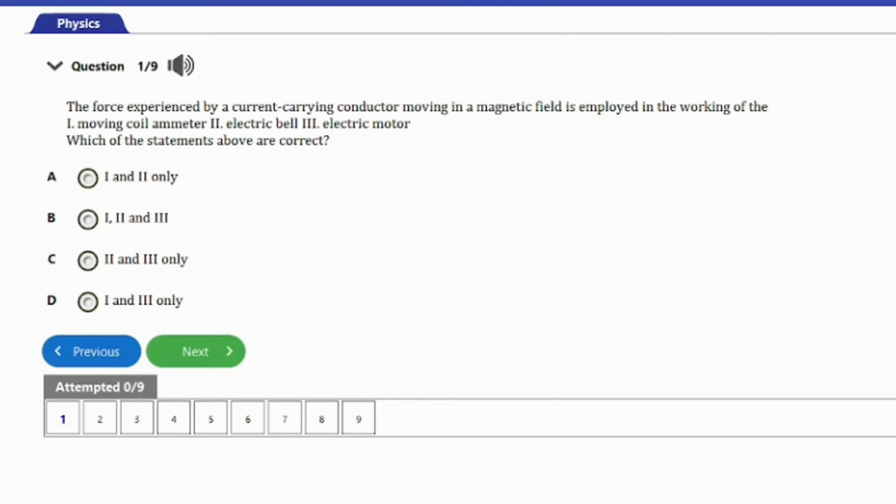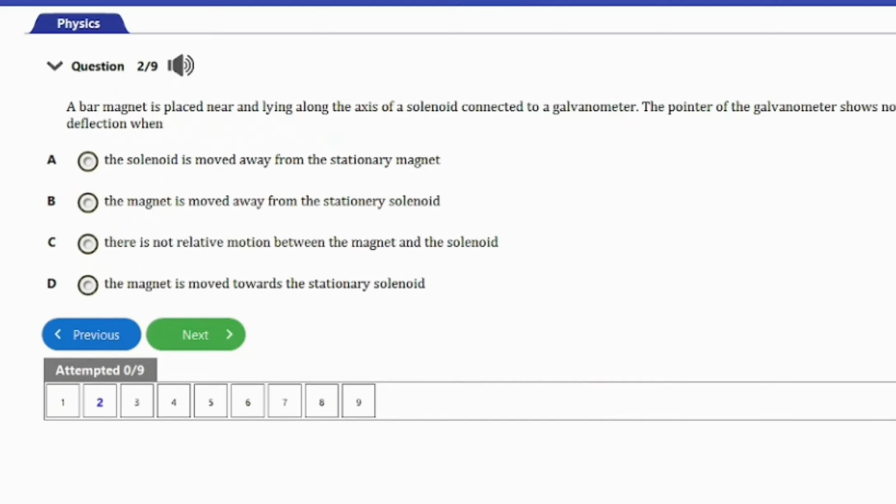I and III only. So the force experienced by a current carrying conductor moving in a magnetic field is employed in the working of a moving coil ammeter and an electric motor. So that's it for this question. Let's go ahead and consider the next question, guys. So that's question number 2 here.